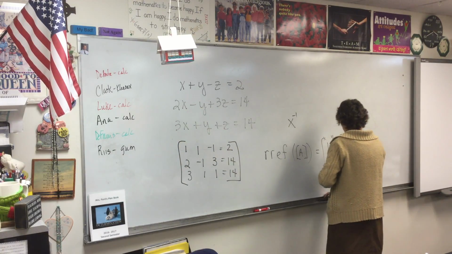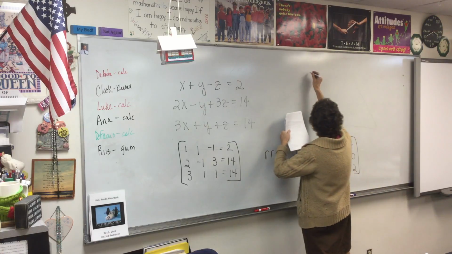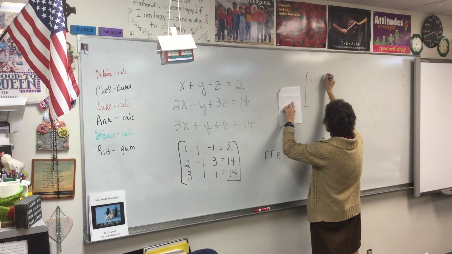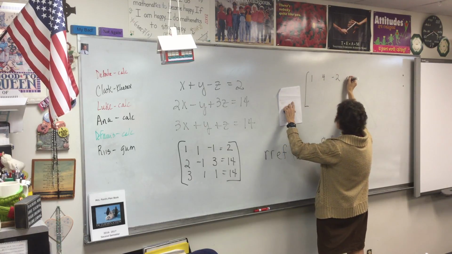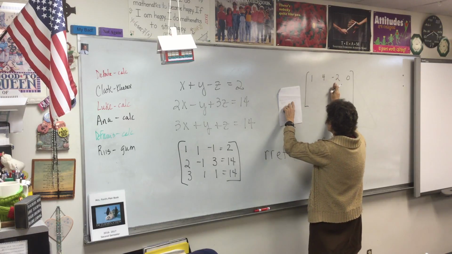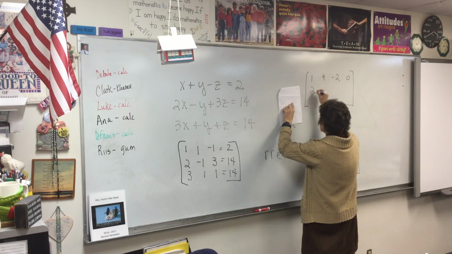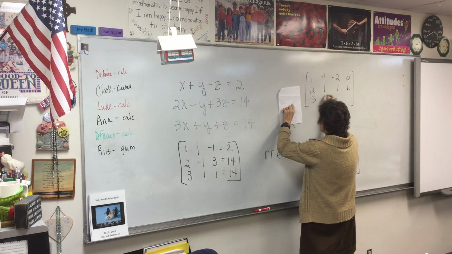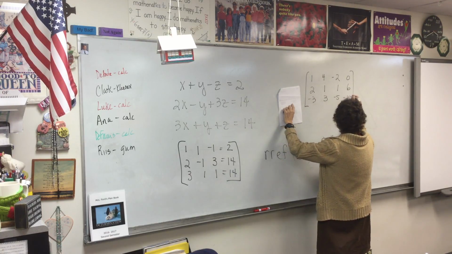Here's what I want you to write down. I want you to write down the matrix that you're going to put into the calculator. So we're doing number 2 now. So this is the matrix you're putting into the calculator: 1, 4, negative 2, 0. 2, 1, 1, 6. Negative 3, 3, negative 5, negative 13.